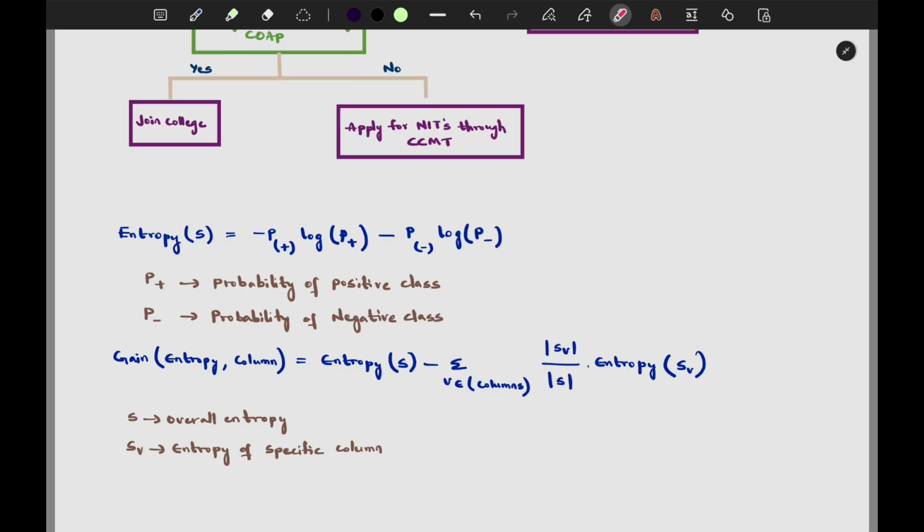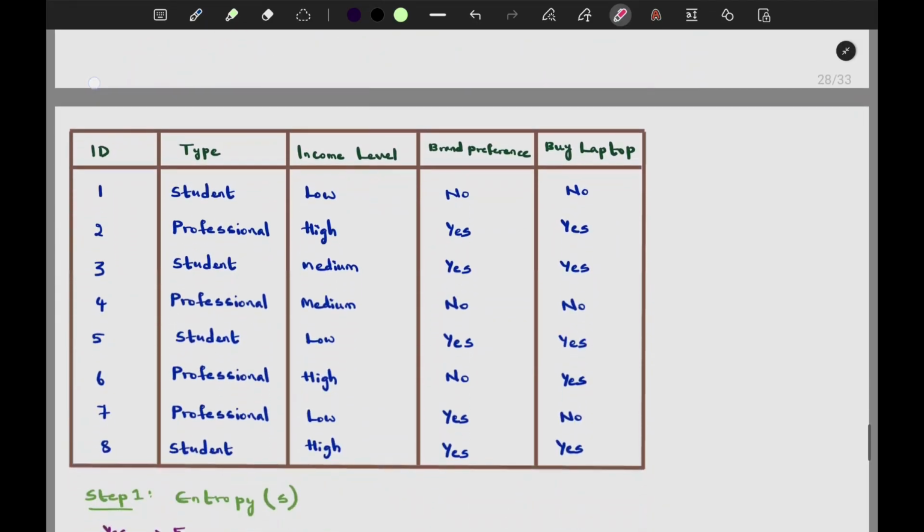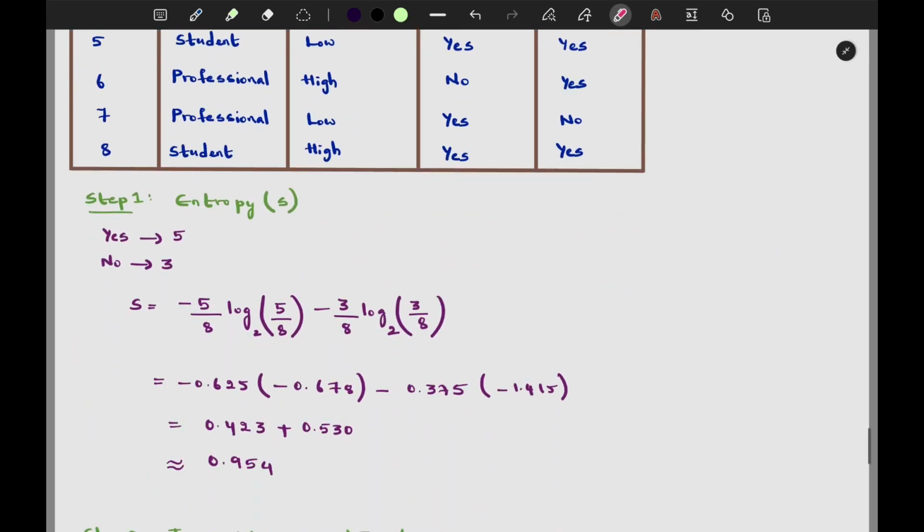So first, understand the data set. Yeah, so this is my data set. I just took the IDs 1 to 8, and the type, whether the person is a student or a professional, and the income level, which is low, high, or medium, as well as the brand preference, if the person has a specific brand in mind for the laptop, again yes or no. And finally, this is the classification, whether the person will buy the laptop, yes or no. So the first step is to calculate the entropy.